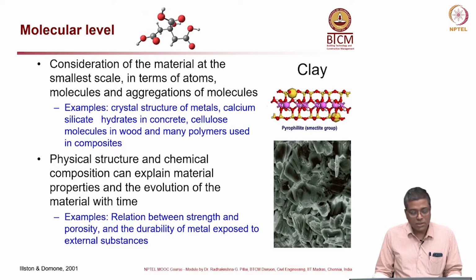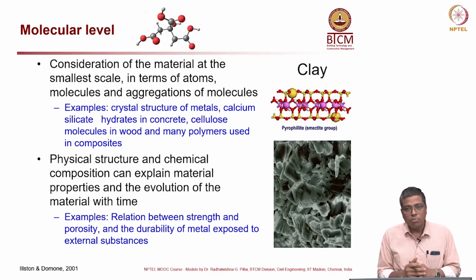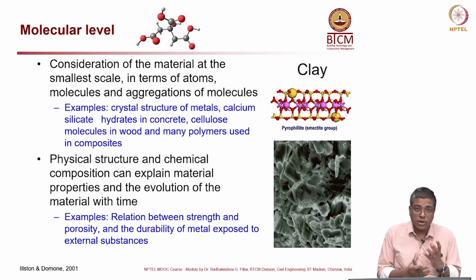Now, the physical structure and chemical composition can explain material properties and the evolution of materials over a period of time. One example is, let us say you are talking about concrete, and when concrete becomes hardened, it continues to react. From day one, after some days, the properties will evolve, the strength will increase, the pore structure will get more refined. A lot of chemical reactions happen when we mix cement and water together.